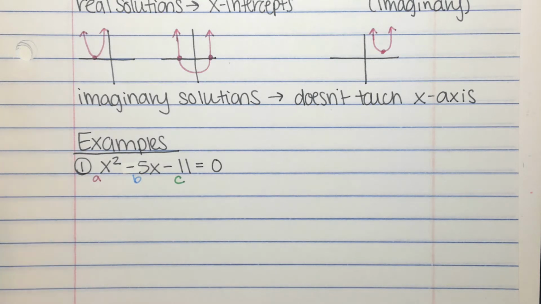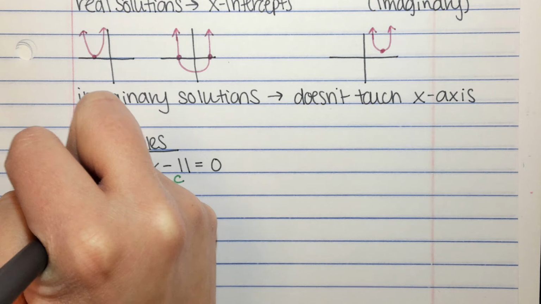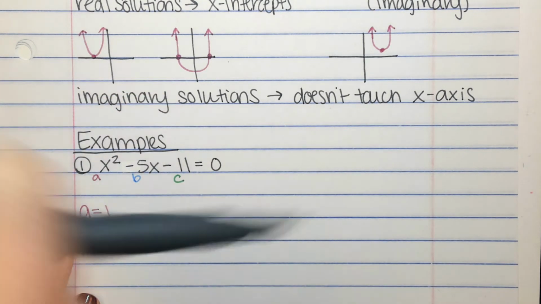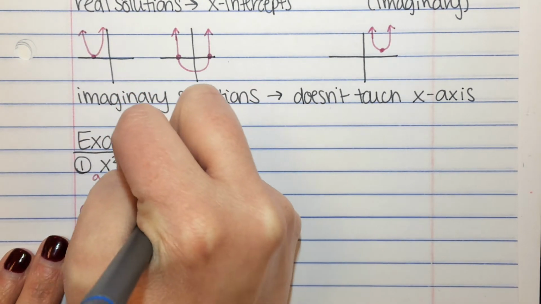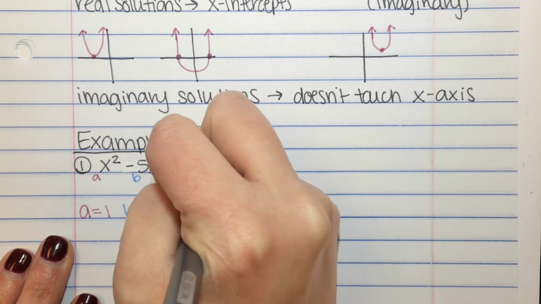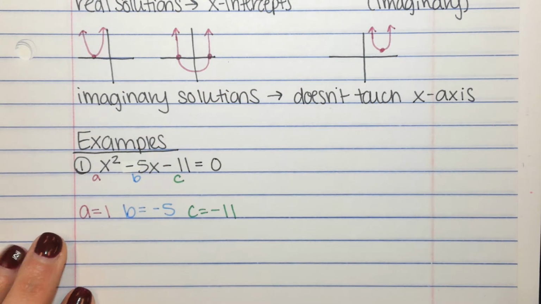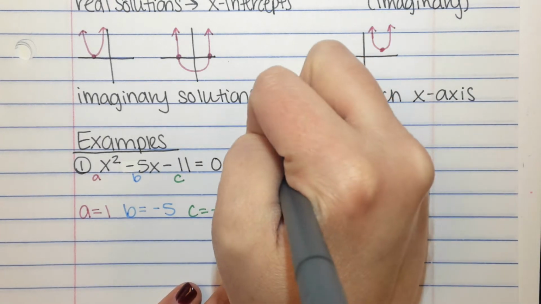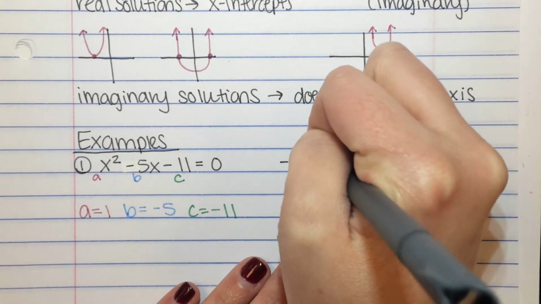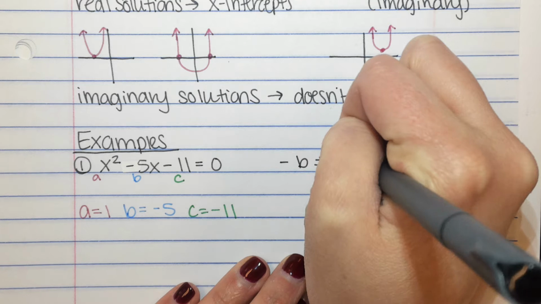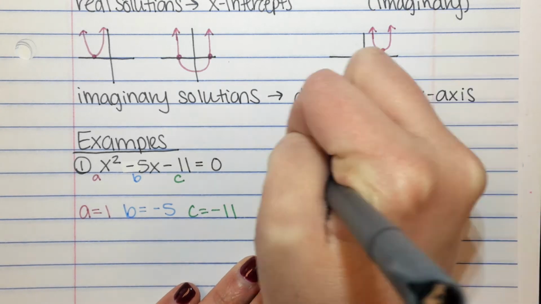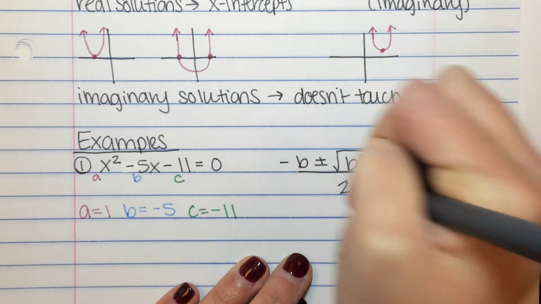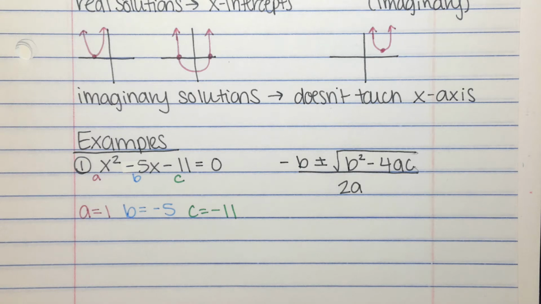And I kind of like that better, especially when you're first getting started, just so you can see those different numbers. So a is 1, b is -5, and c is -11. Okay, so we're going to use those three numbers in our quadratic formula. I'm going to write it again, negative b plus or minus the square root of b squared minus 4ac all over 2a.